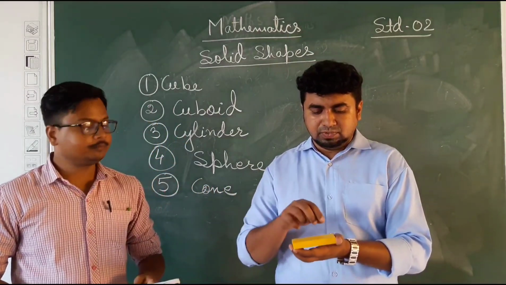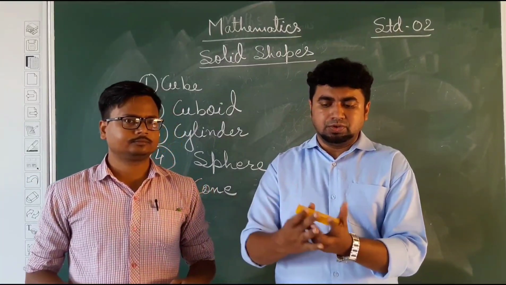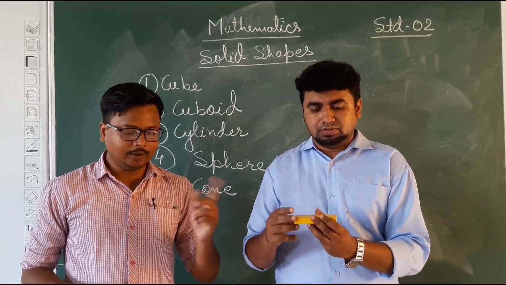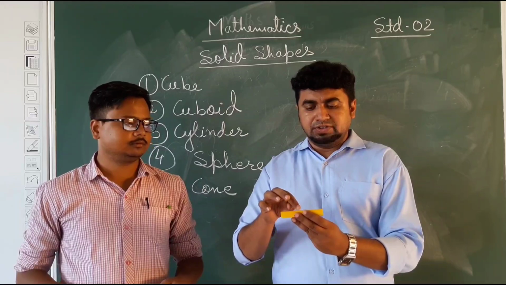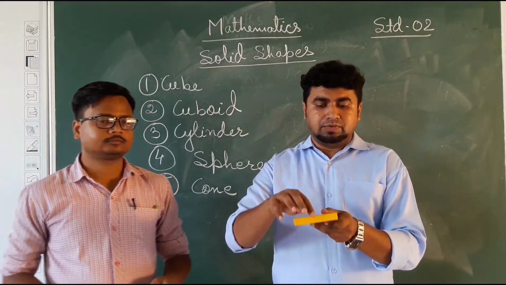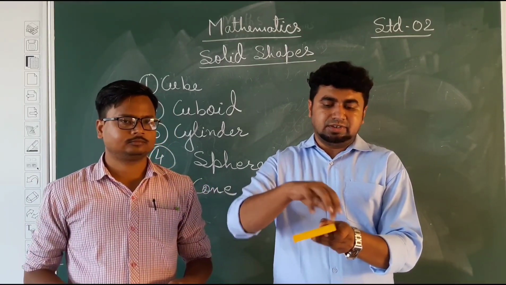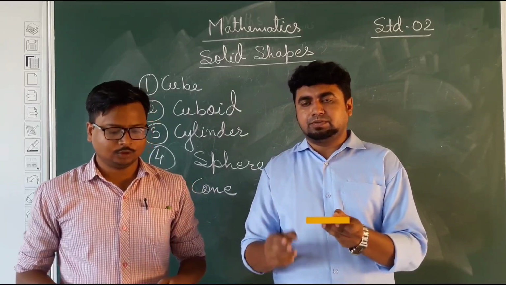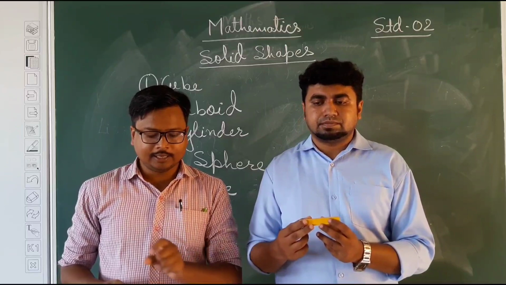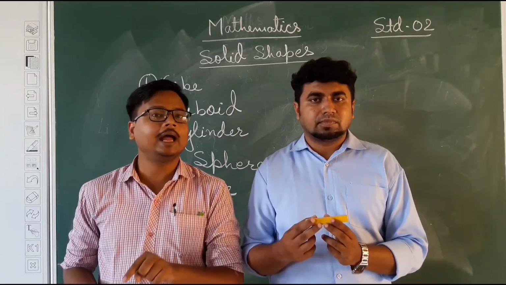Sir will again explain you. 1, 2, 3, 4, 5, 6, 7, 8 corners. And now edges: 12 edges. 1, 2, 3, 4, then 5, 6, 7, 8, 9, 10, 11, 12. So students, you understand what is cuboid. Just see the examples of cuboid: matchbox, eraser, brick and book.